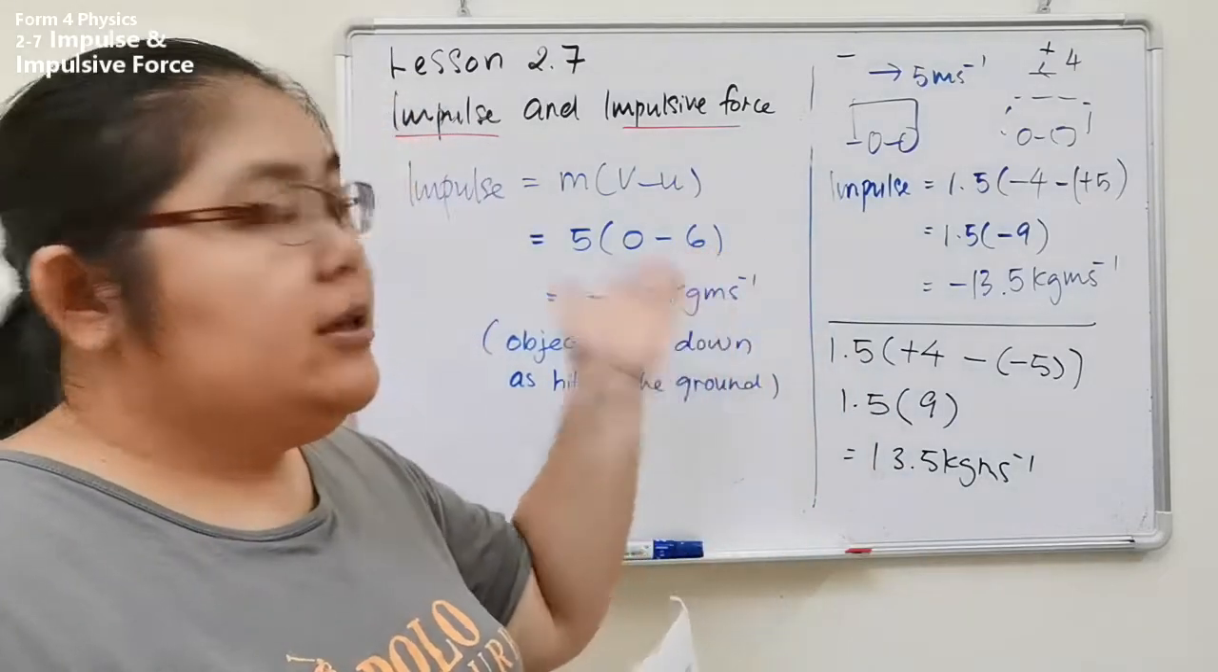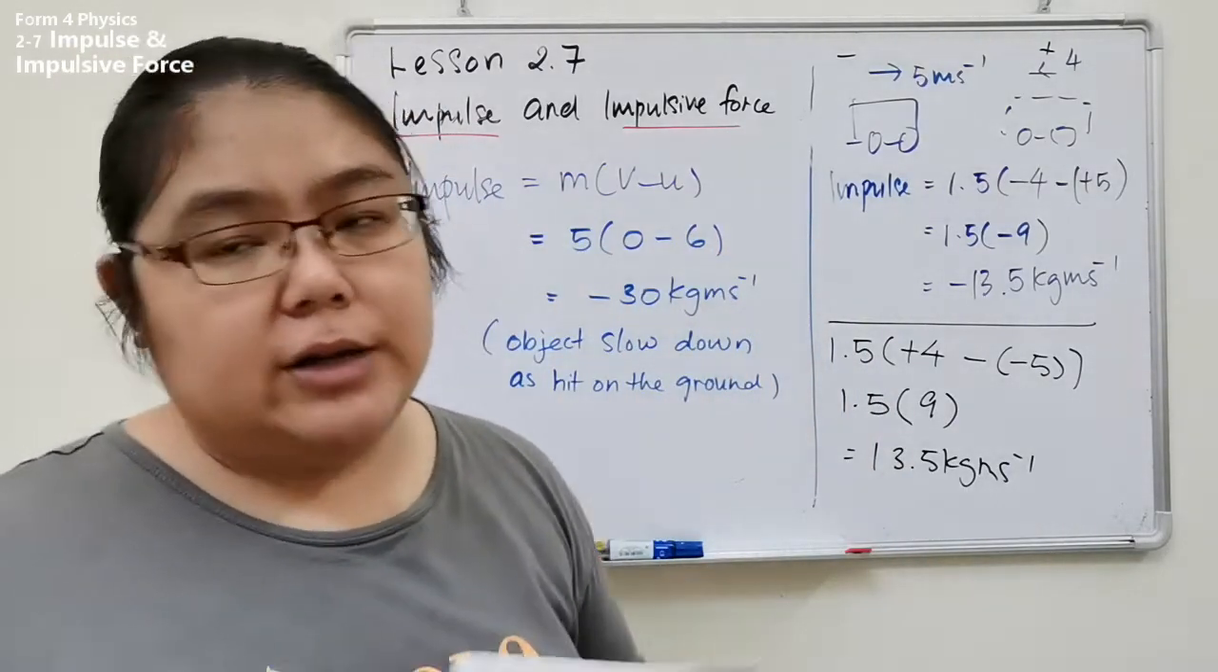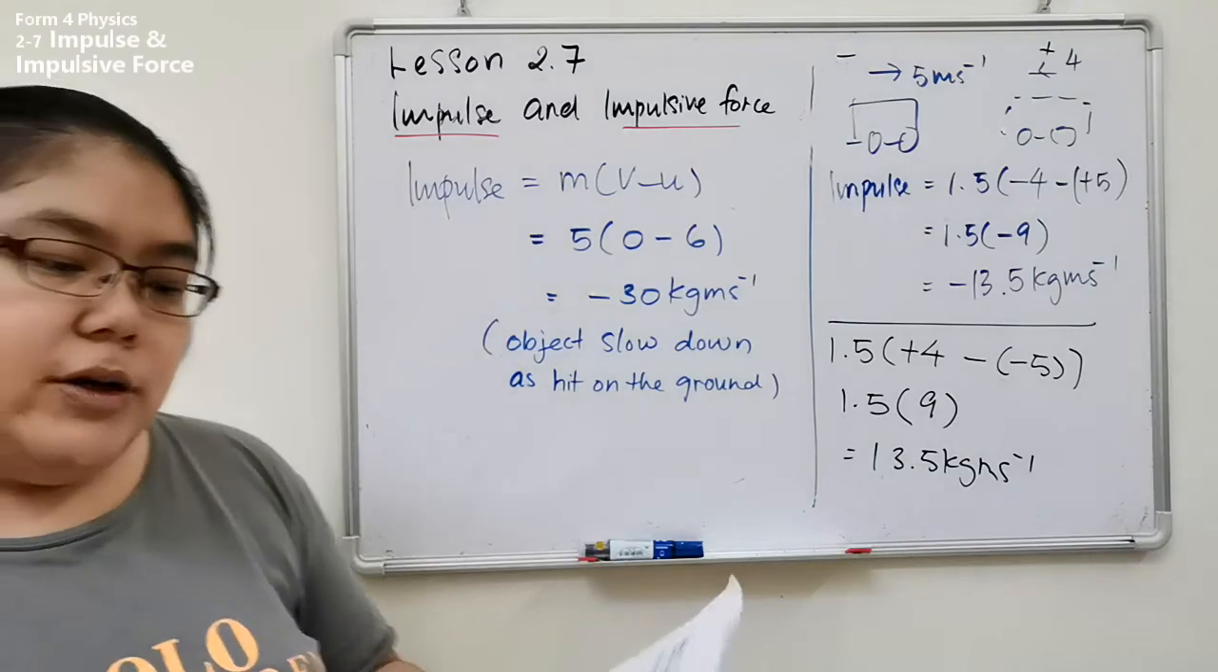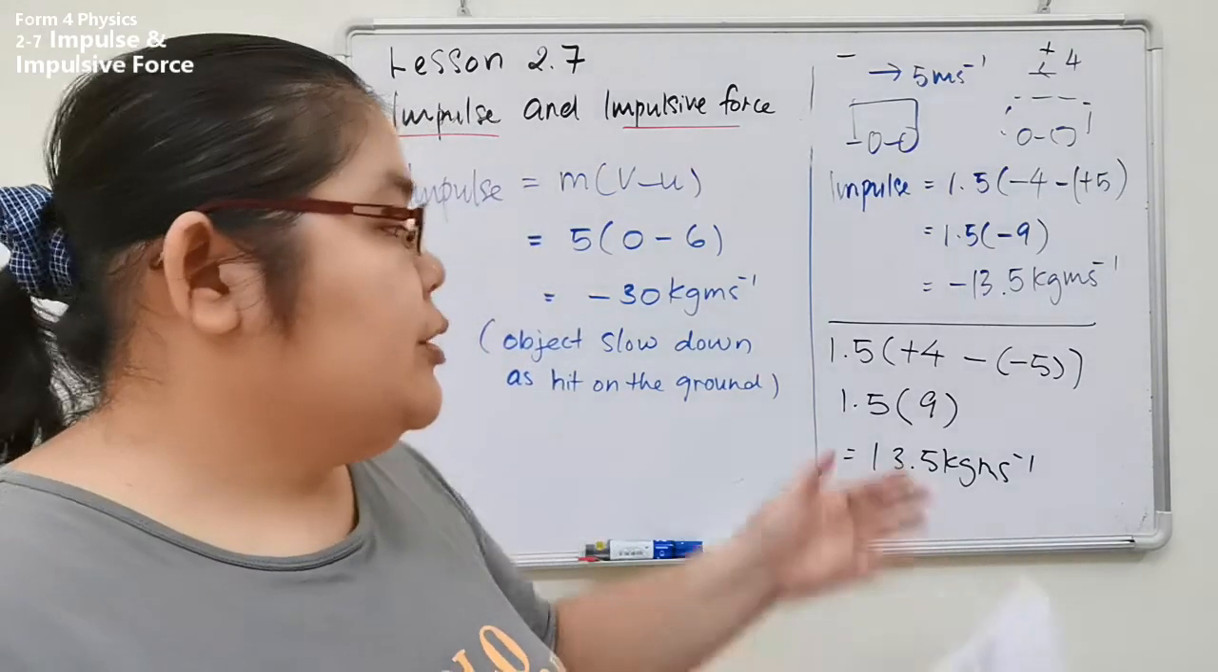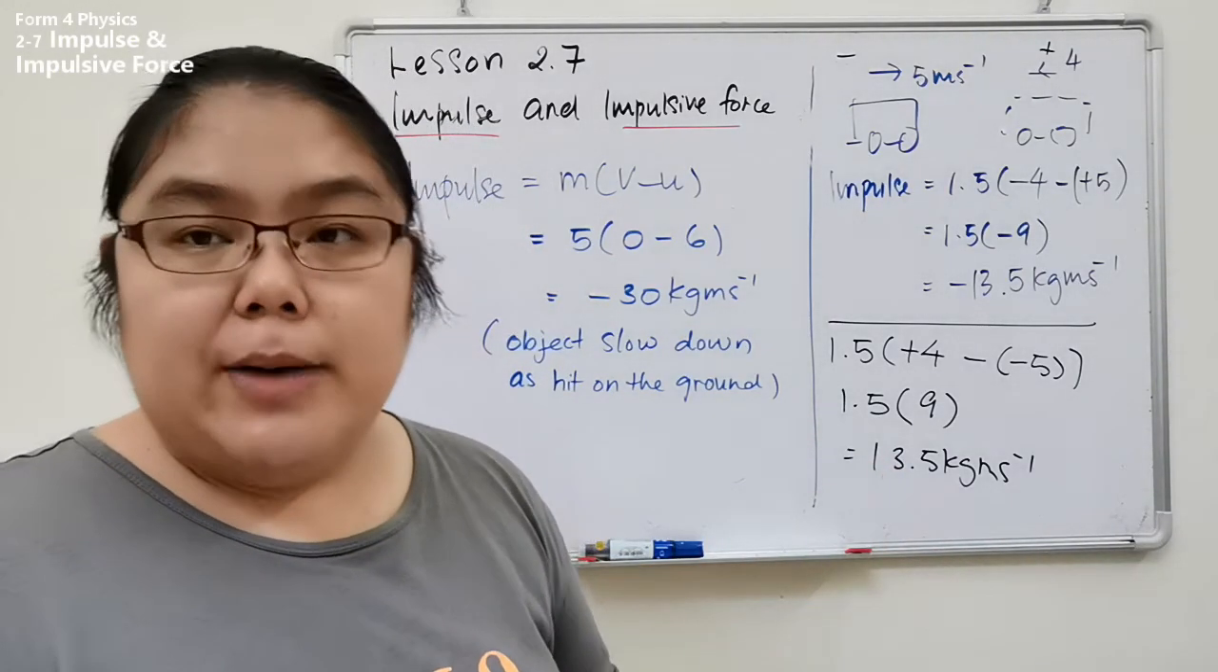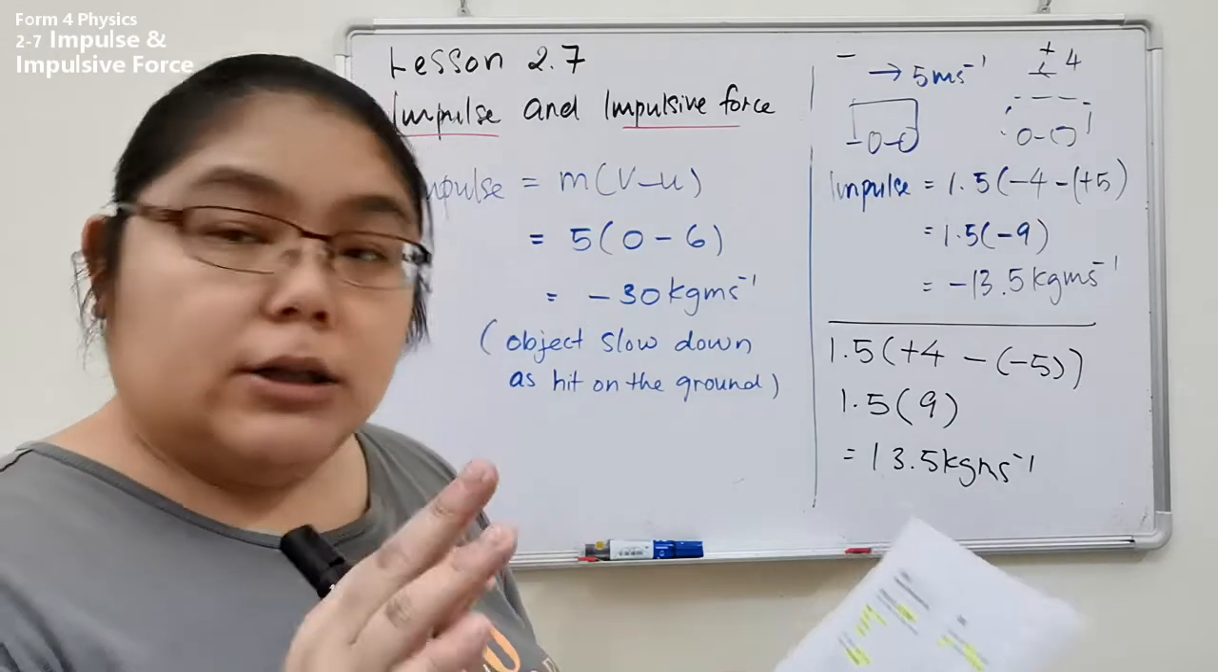Okay, finally the trolley moves in the opposite direction. That's all. So this one two methods are also correct. Make sure your unit you write correctly. Kg m/s, 91. Then we go to the third question.